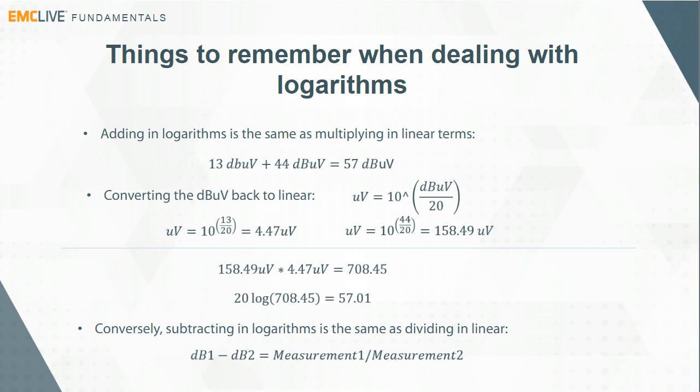And conversely, subtracting in logarithms is the same as dividing in linear. So as a quick practice, you could take 57 minus 44, giving you 13, and work back through the linear terms. dB1 minus dB2 is measurement 1 over measurement 2. You should get the same numbers. You can't just subtract dB from dB to get a linear number. You have to convert it to linear first, and then you have division or multiplication or whatever your application is. So something very important to remember when working inside the dB.